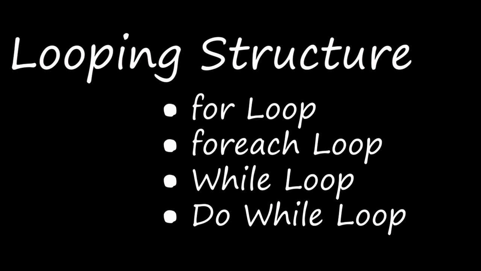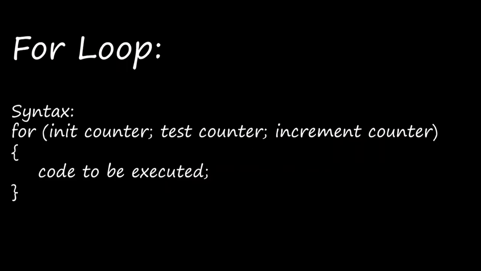First, let's see what a for loop is. A for loop is used when you know how many times the code, or the block of statements, has to be executed. If you know that number of times, you can use this for loop. Let's see the syntax. Here they have given for, and then inside the brackets we have three segments. First one is init counter, next is test counter, and then increment counter.